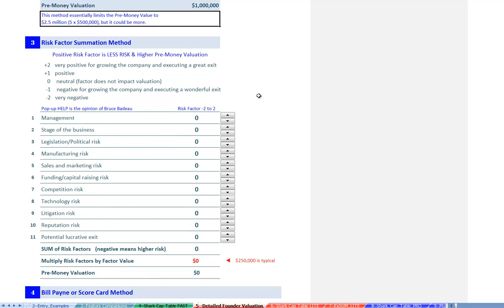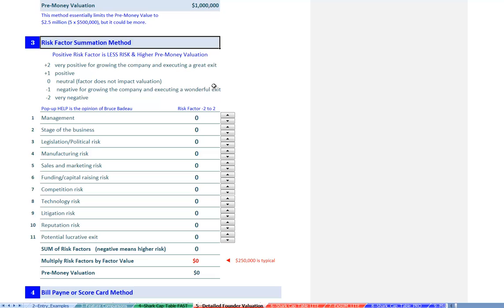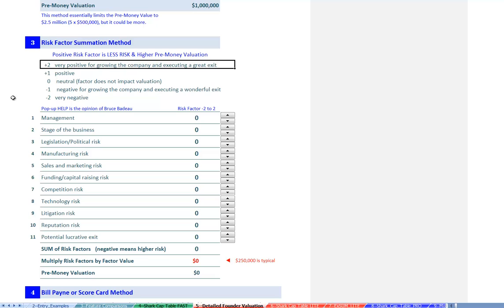Now, this is another one which I think is very interesting, the risk factor summation method. It's a little obtuse in that if I said I had a high-risk deal, I'd want to put a 10 or a 12 on it. But in this case, these guys put a negative number. And for example, a number 2, and it only goes between +2 and -2. +2 is very positive for growing the company and executing a great exit.